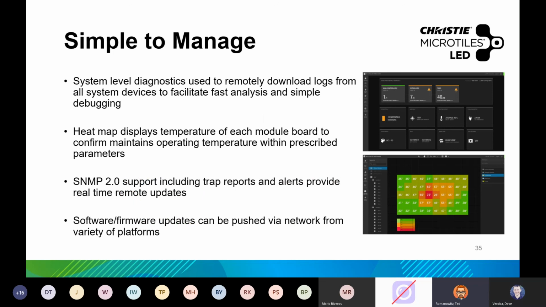Again, this shows some of the easy ways that you can manage it. I did mention SNMP traps and alerts, which are very powerful. You can push software and firmware updates from anywhere in the world via a variety of platforms. The top slide shows you the dashboard, as we call it, which is a single at-a-glance diagnostic that tells you how the wall is doing. And then you can dive down into each one of those different icons on the left column that allow you to get more information. A really useful piece is our heat temperature map.